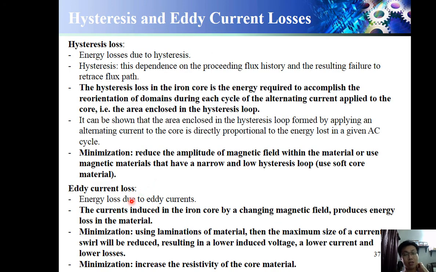Okay, eddy current loss is the energy loss due to eddy current. What is eddy current? Actually, it's a current induced in the iron core by a changing magnetic flux that produces energy loss in the material. How to minimize it? We use lamination of the material. Then the maximum size of the current, which circulates, will be reduced, resulting in a lower induced voltage, a lower current, and lower losses.